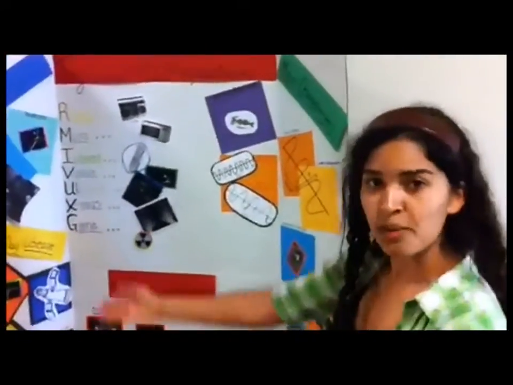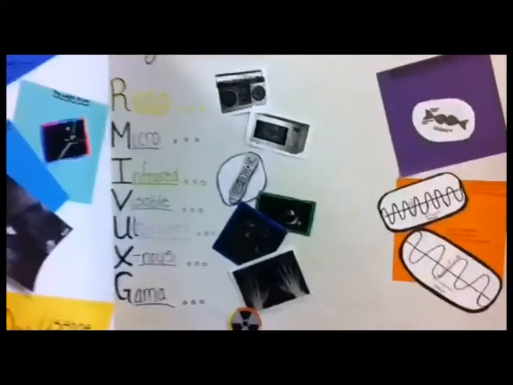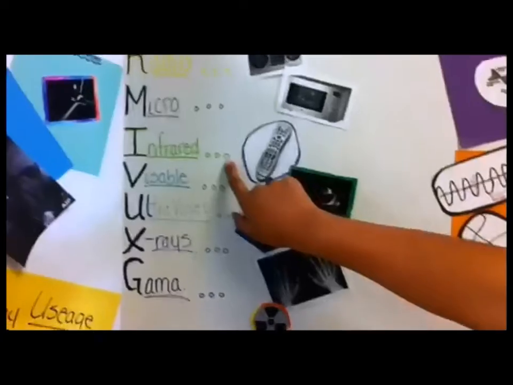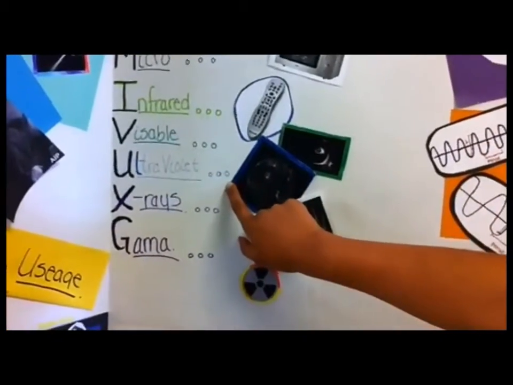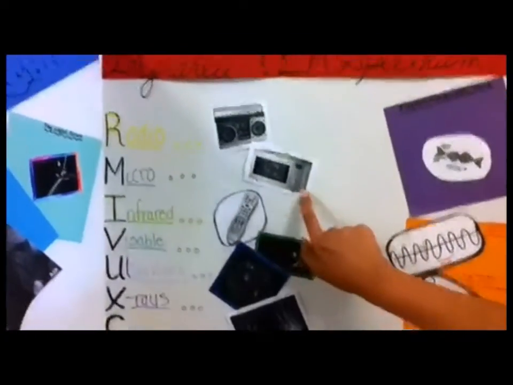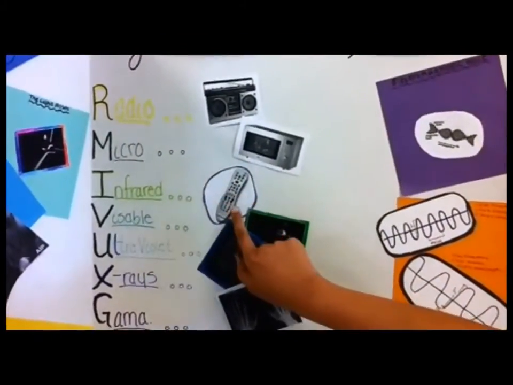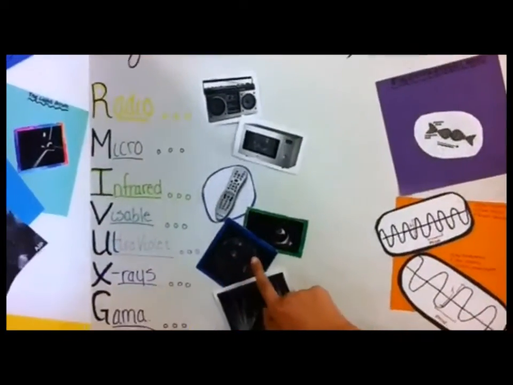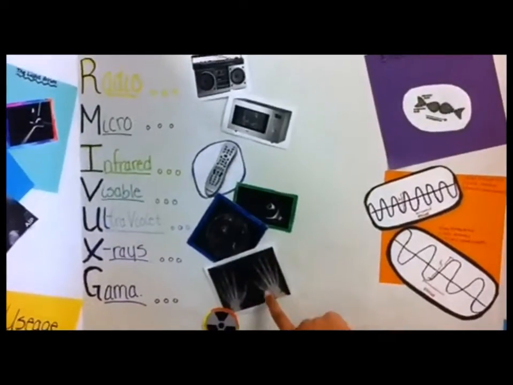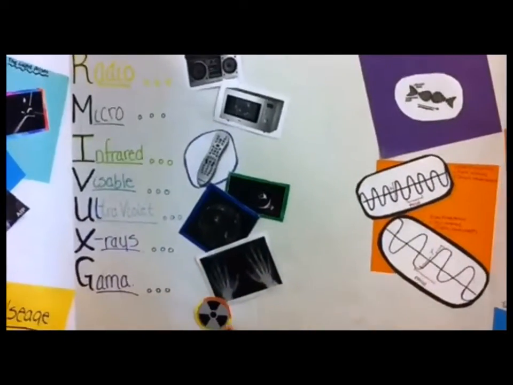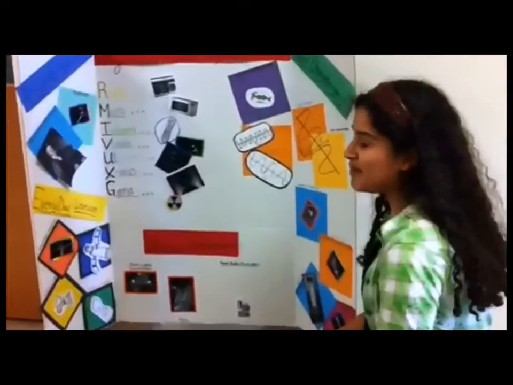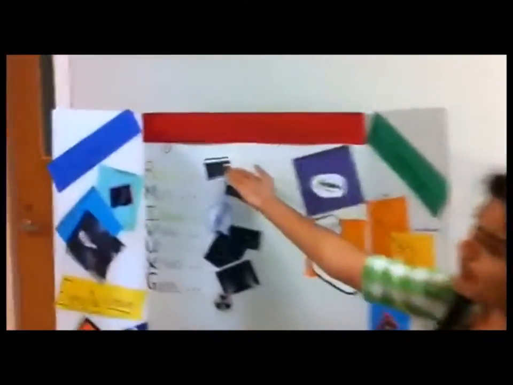Now on to the electromagnetic spectrum. The electromagnetic spectrum consists of 7 waves: radio, micro, infrared, visible, ultraviolet, X-rays, and gamma. Radio for radio waves, microwave for microwaves, a TV remote for infrared, a human eye for visible, the sun for ultraviolet, 2 hands that have been X-rayed for X-rays, and a gamma symbol for gamma. And the lucky wave that we have been given to explain to you is the infrared wave.